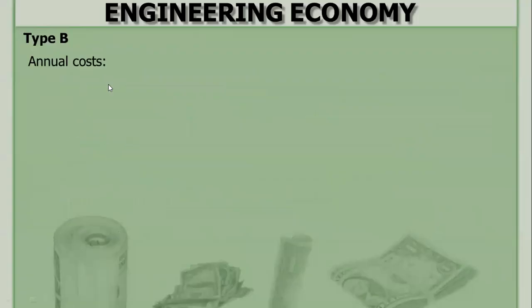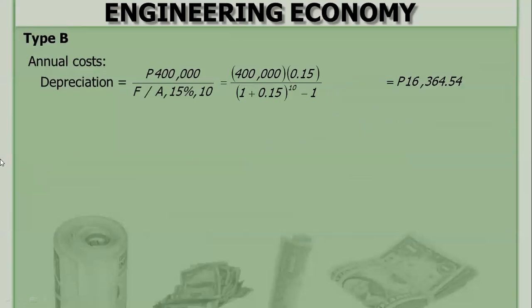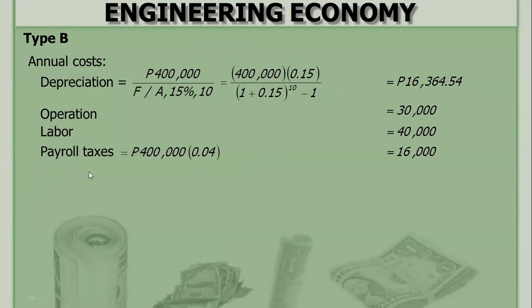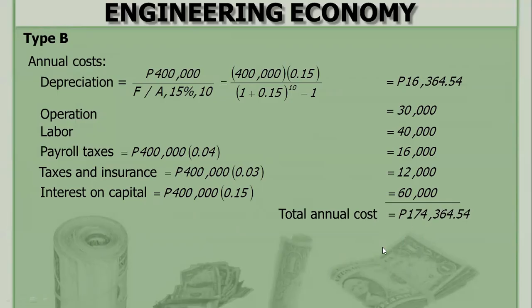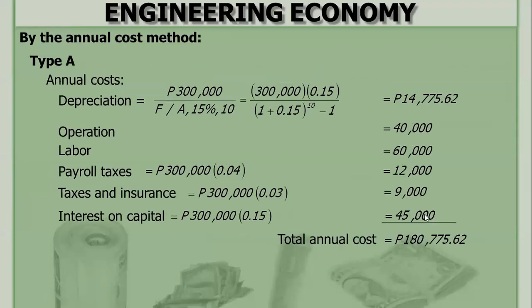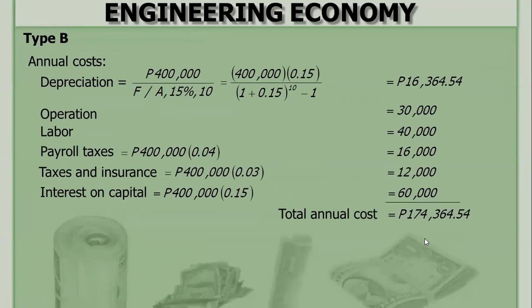For type B, the same costs used in the ROR, plus interest on capital, 15% of the first cost. That's 60,000. So the annual cost is 174. Now, for type B, the annual cost is 174. For type A, it's 180. So the cost is smaller for B. 180 for A, while for B it is 174.